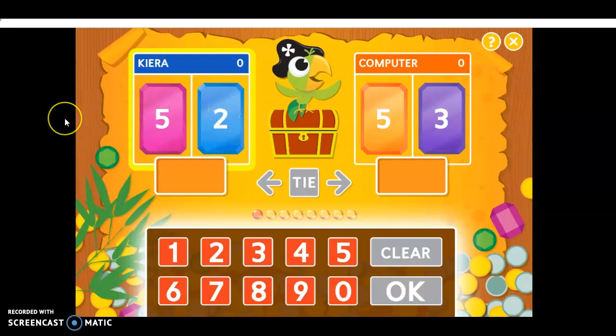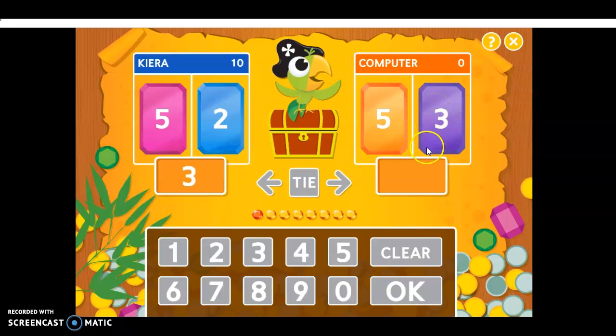One way I could do this is by looking at my fingers, holding up all 5 first and taking away 2 of them. Now I count to see how many are left. 1, 2, 3. So 5 minus 2 equals 3. And I got it correct. Then the computer is going to play their side. 5 minus 3, holding up 5, taking down 3, that leaves 2.